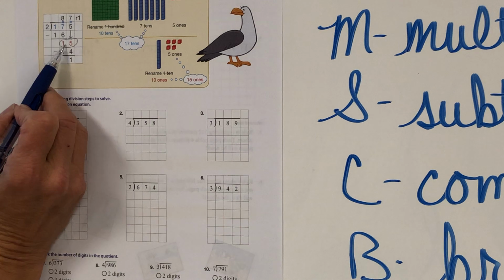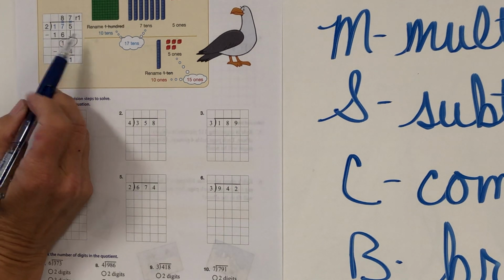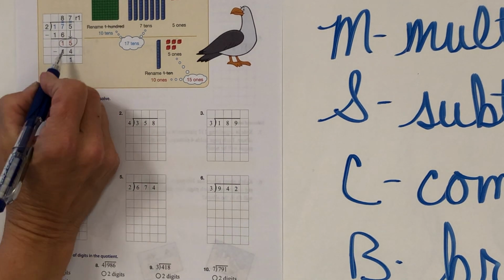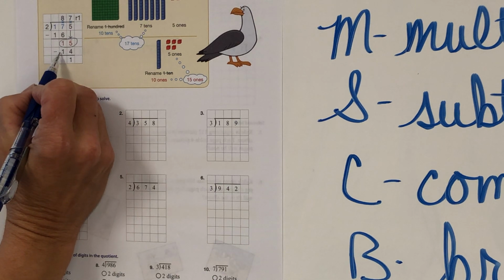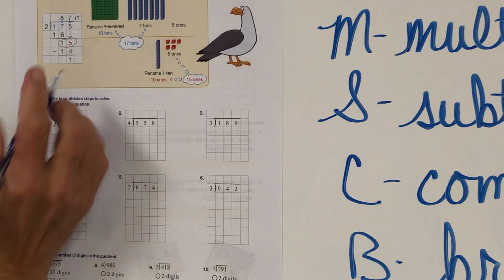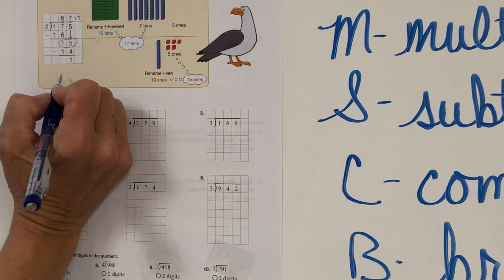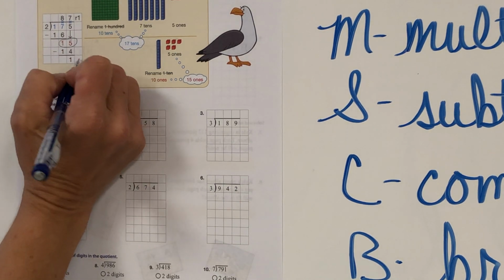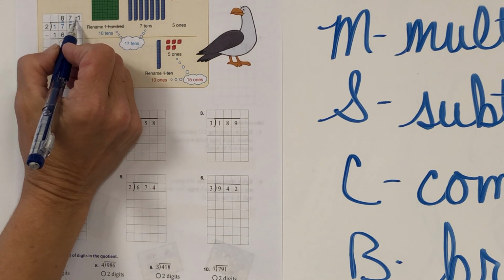How many times will 2 go into 15? 7 times. 7 times 2 is 14. Subtract. 15 minus 14 is 1. 1 is smaller than 2. We don't have anything else to bring down, so we have remainder 1.